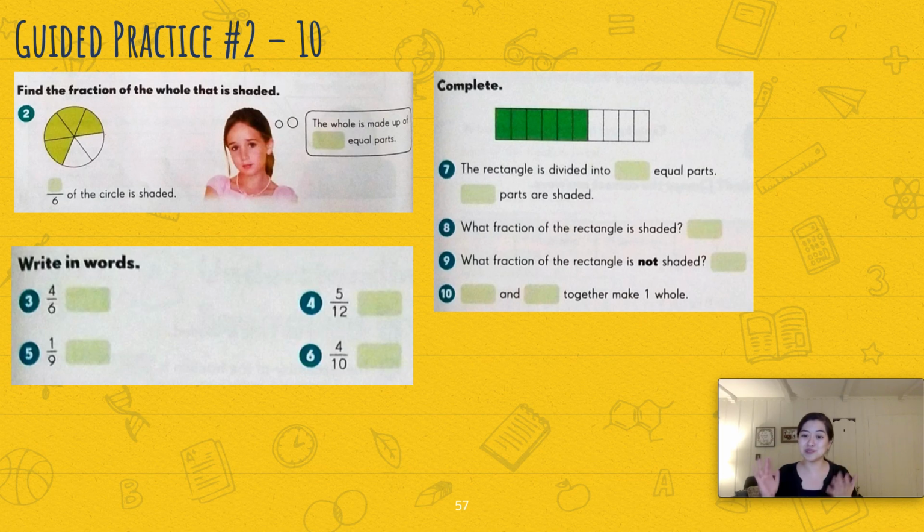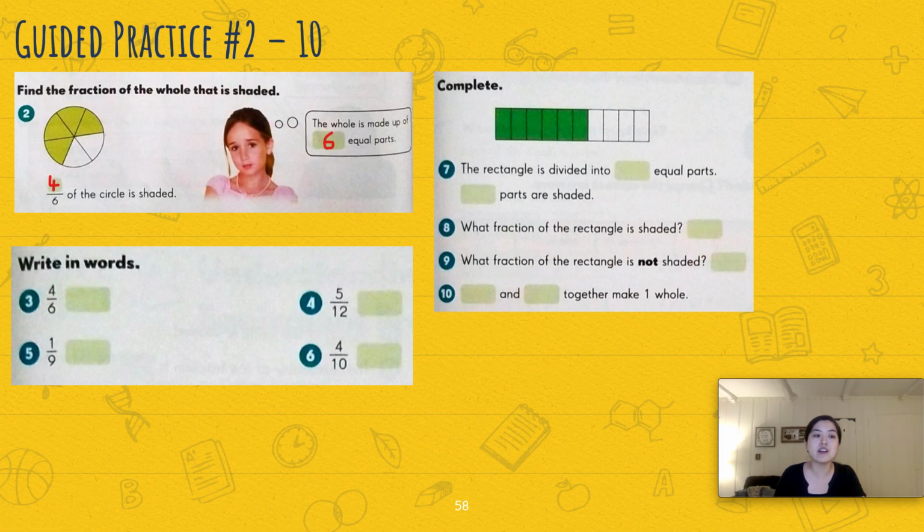All right, you must be ready. Let's do number 2 together. The whole is made up of how many equal parts? Well, I see in this circle there are 1, 2, 3, 4, 5, 6 equal parts. And how many parts are shaded? Okay, and it's a fraction, right? So 1, 2, 3, 4, 4/6 of the circle is shaded.